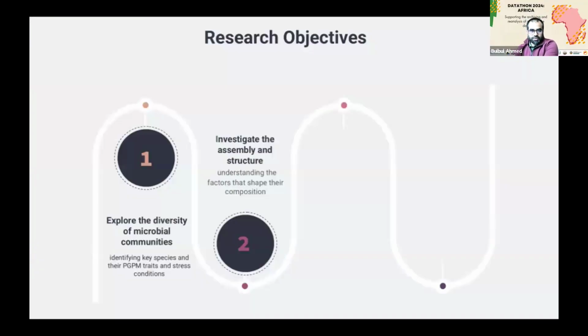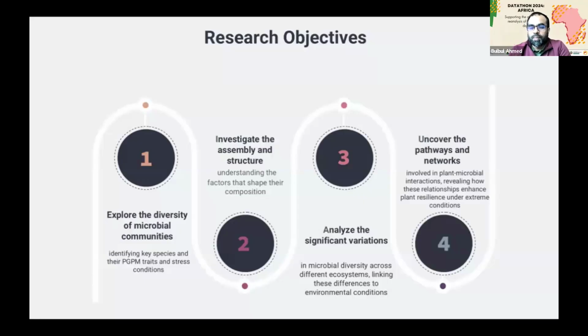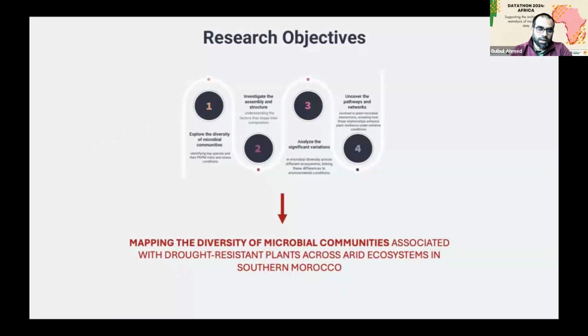So the objectives of this project were to explore the microbial community diversity, then to investigate and assemble the microbial community structure, and how these factors are shaping the environment. The third is to analyze the significant variations within the diverse microbiome in diverse microbial ecosystems. When I say diverse ecosystems, it is because I will show in the next couple of slides how the ecosystems are quite diversified within a 500 square kilometer area. And then we really want to uncover different pathways and networks involved in microbe or plant-microbe interactions that could help us enhance plant resilience under this extreme environment. The overall key objective is to map the diversity of microbial communities associated with drought-resistant plants across the arid regions in southern Morocco.